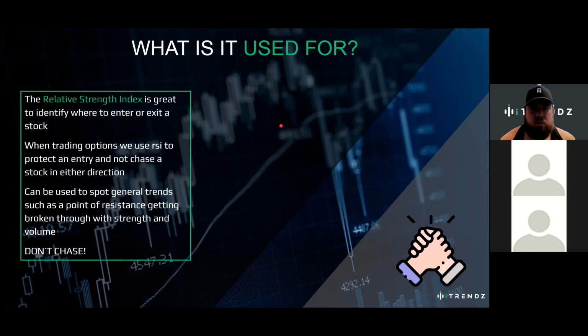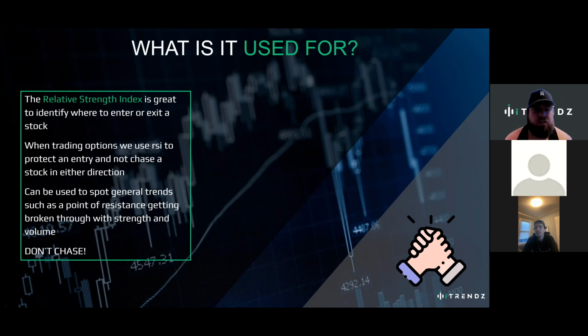So what is RSI used for? RSI, like I said, is for entering and exiting. When trading options, you can also tell that it protects your entry because you know the direction of the trade. You can also spot general trends. Like if you're looking at a stock and you're waiting for it to break a certain resistance point, you want to make sure that the volume's coming into the trade and that the volume matches up.